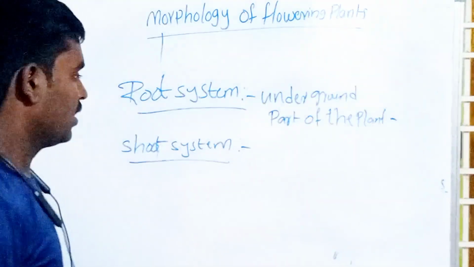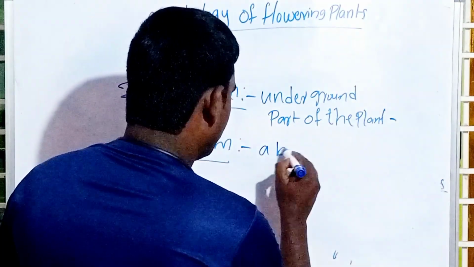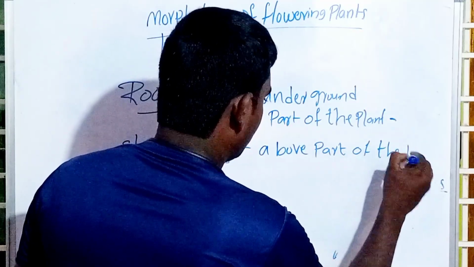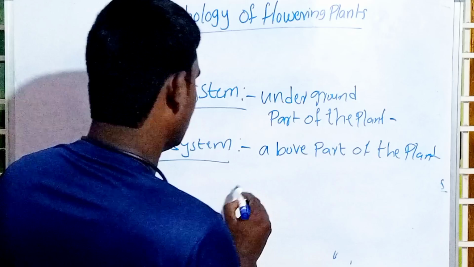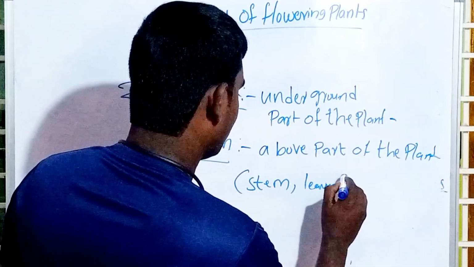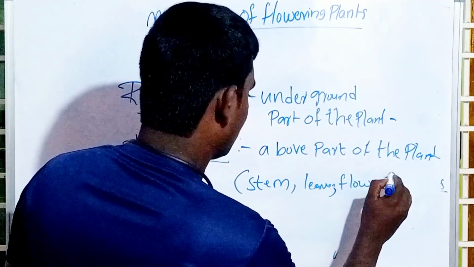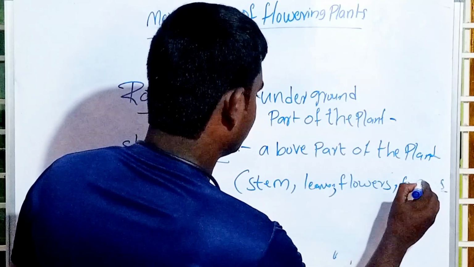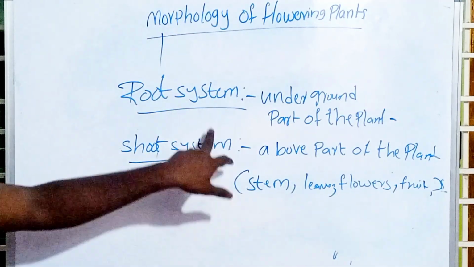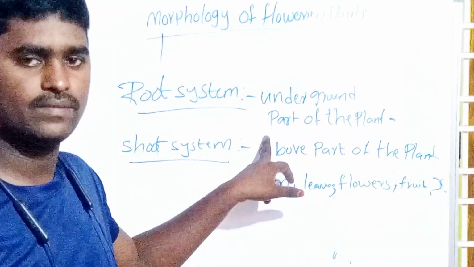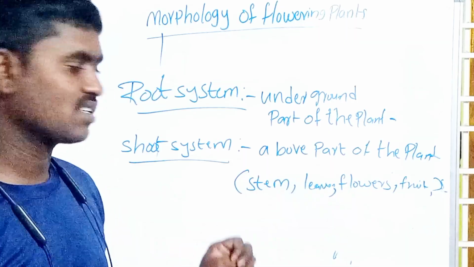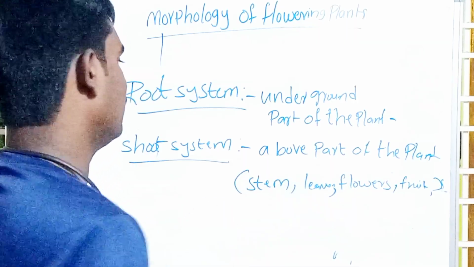The shoot system is the above-ground part of the plant, and it consists of stem, leaves, flowers and fruit. These are the root system and shoot system. The root system is the underground part of the plant, and the shoot system is the above part of the plant.